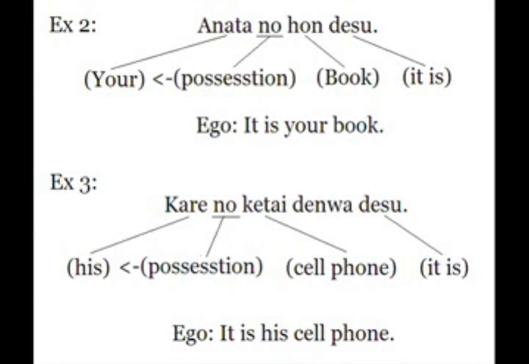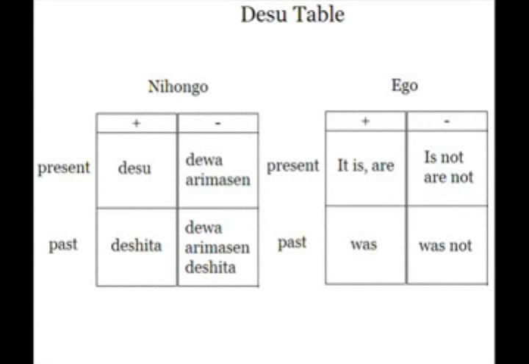Now the no, like we talked before, is a particle, so it goes in between the two nouns. Kare no keitai denwa desu. So that's how we'll use the particle no in a Japanese sentence. It's pretty simple. No is a basic particle that you'll learn in basic Japanese. Again, no is possession.